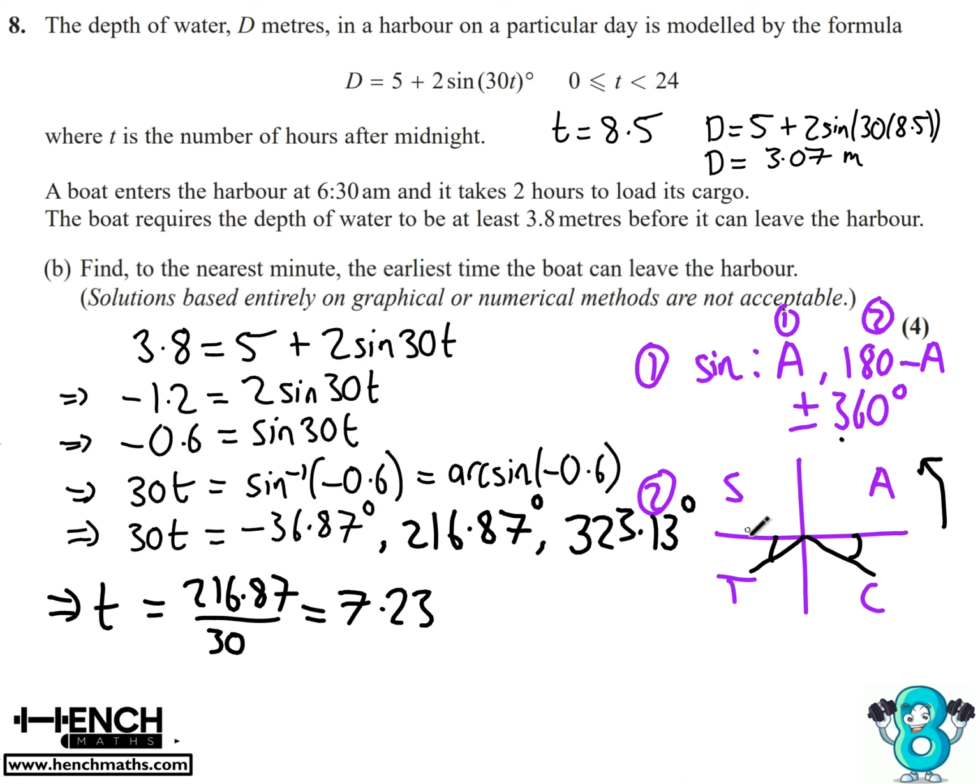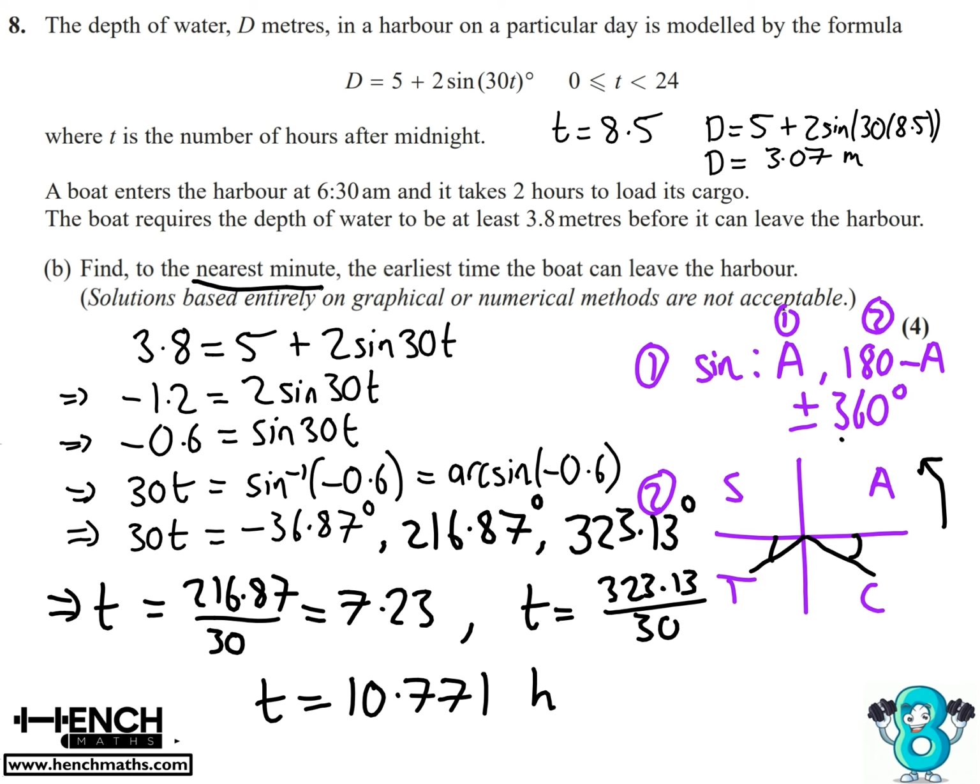And actually, you can see this in the CAST diagram quite nicely. If you continue going round, you go to 270 degrees, you can see it's 360 subtract that angle, you get the same thing. So t equals 323.13 divided by 30, and that gives us t equals 10.771 hours.